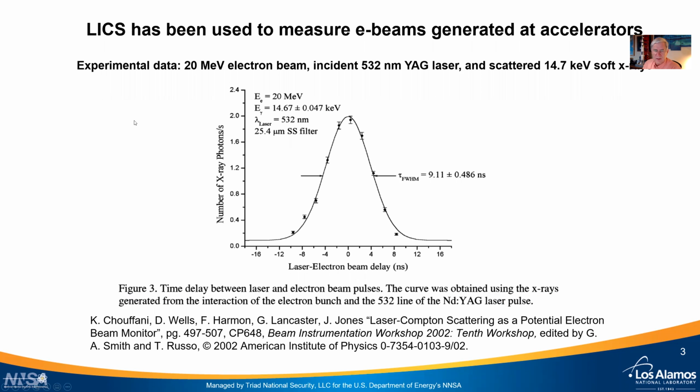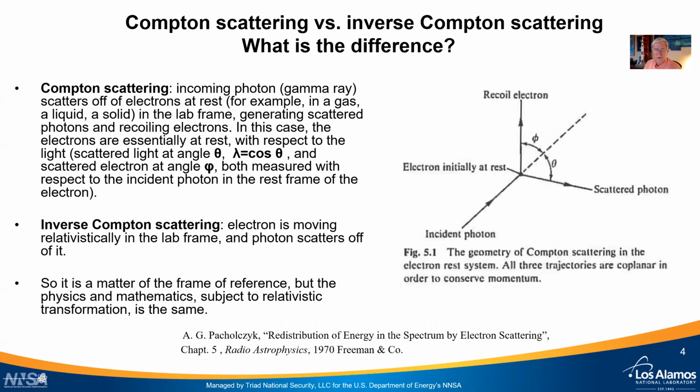This has been done in E-beam accelerators, where you've got a nice clean single energy 20 MeV electron beam in this case, with a green laser scattering to produce 14.7 kilovolt soft X-rays, and this was reported in 2002. This measurement has never been done in a tokamak or in a plasma here on Earth.